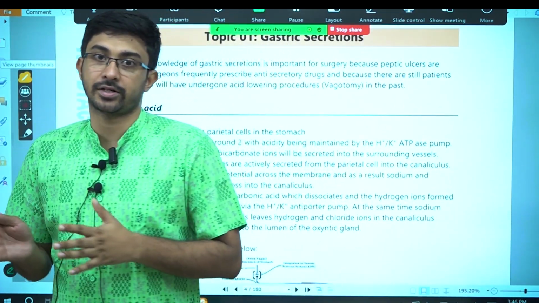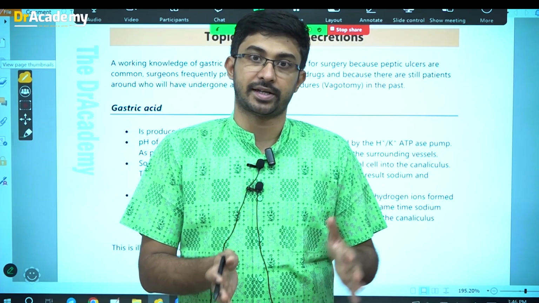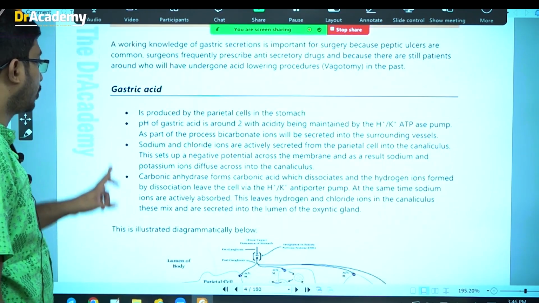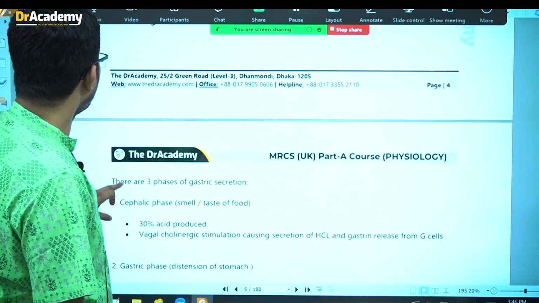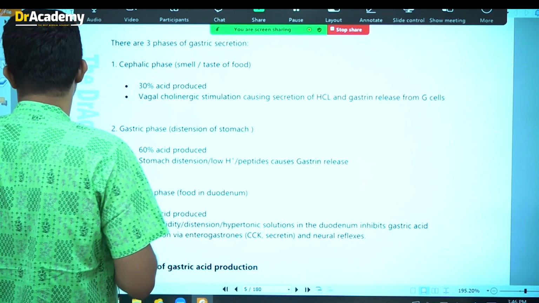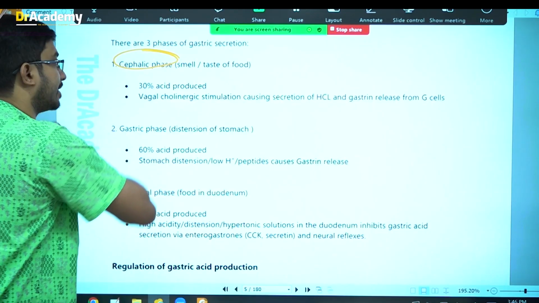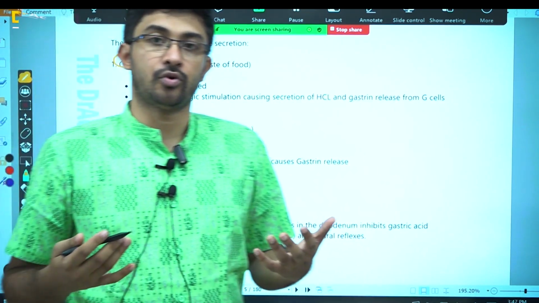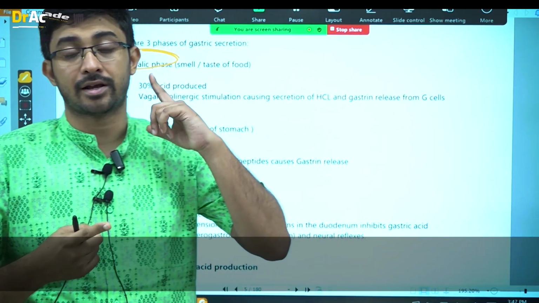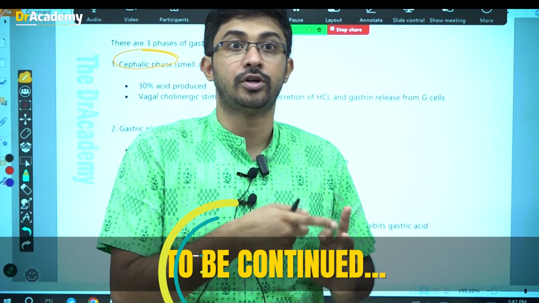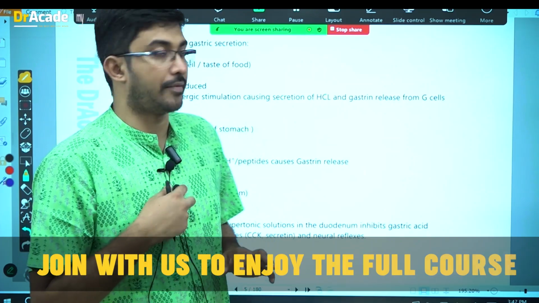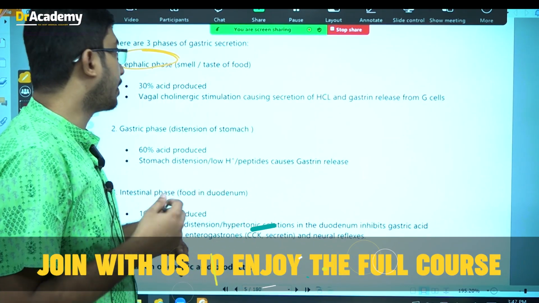Now there are a number of factors that stimulate this gastric secretion, and there are factors that inhibit the gastric secretion. With time we will get to know about this. So now there are three phases of this gastric juice secretion. First phase we call the cephalic phase. It occurs even before the food enters into the stomach, and it can start with the smell of food, hearing about the food, sight of the food, or even food in the oral cavity. And this phase is mediated by the vagus.